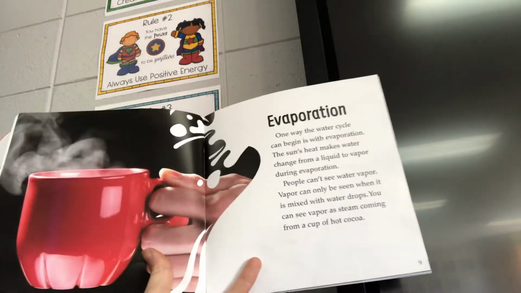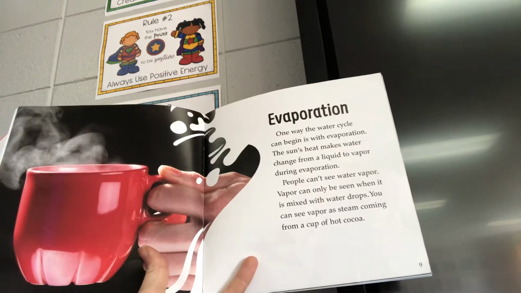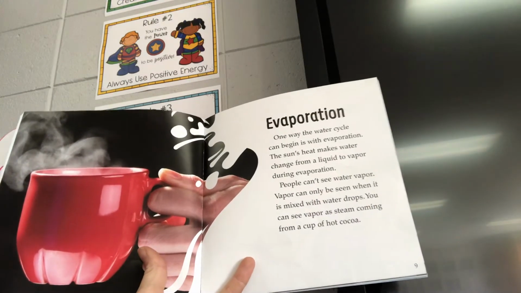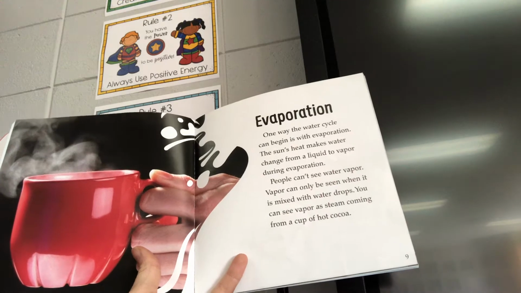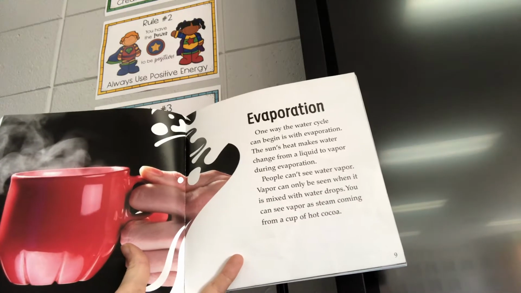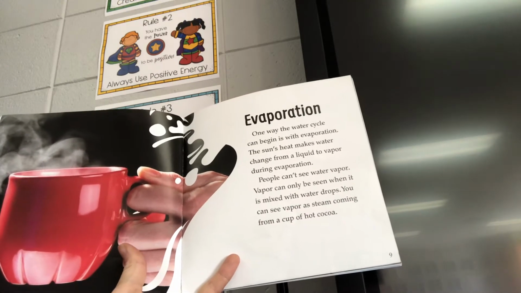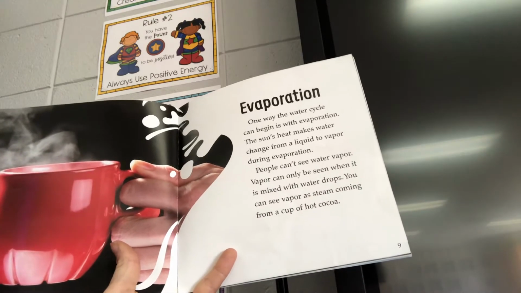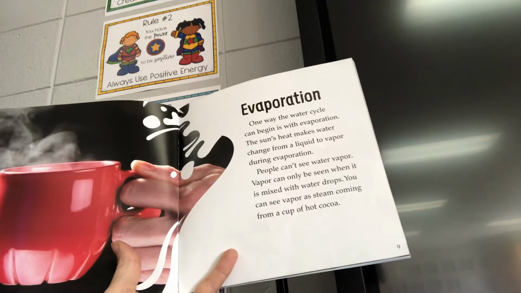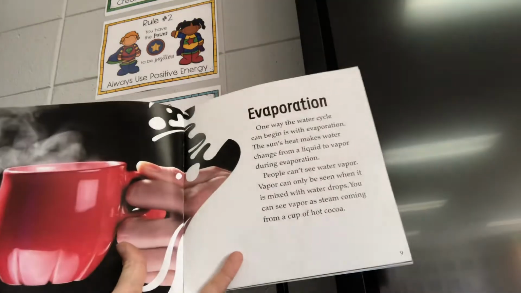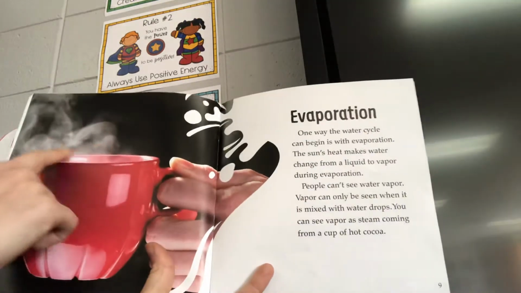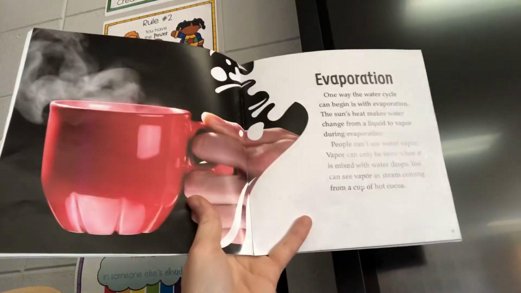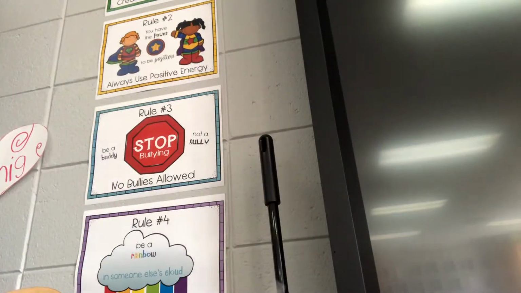Evaporation. One way the water cycle can begin is with evaporation. The sun's heat makes water change from a liquid to vapor during evaporation. People can't see water vapor. Vapor can only be seen when it's mixed with water drops. You can see vapor as steam coming from a cup of hot cocoa. So here's the water vapor. That looks like it's a gas. You can only see it because it's very hot.